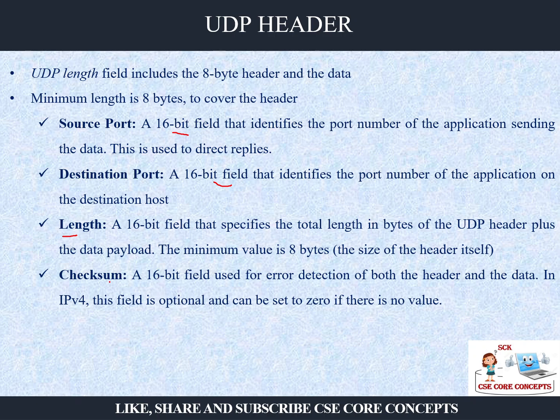And then comes the checksum field. This checksum is a 16-bit field which is used for error detection, as we have discussed earlier. Since this is a connectionless protocol, you are not very much bothered about errors and the accuracy of the data, so this field is optional in UDP. You may go for error detection techniques, or you may avoid it. In IP version 4 specifically it is optional, and if you have no checksum, then you put the value 0 in this field.